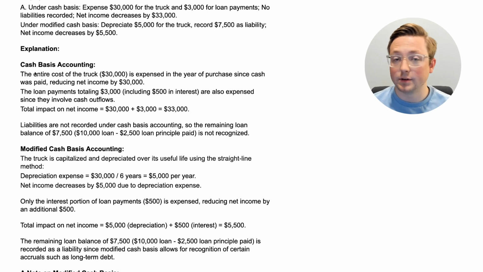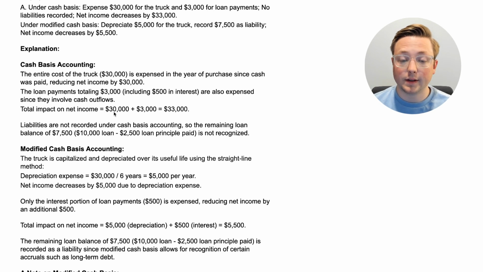For cash basis accounting, it's pretty simple. The entire cost of the truck, the full $30,000, is expensed in the year of purchase since cash was paid, reducing net income by $30,000. So they paid cash for it, that's the expense. The loan payments totaling $3,000, including $500 in interest, are also expensed since they involve cash outflows. You just take the full amount that was paid for those loan payments, and that is also an expense.